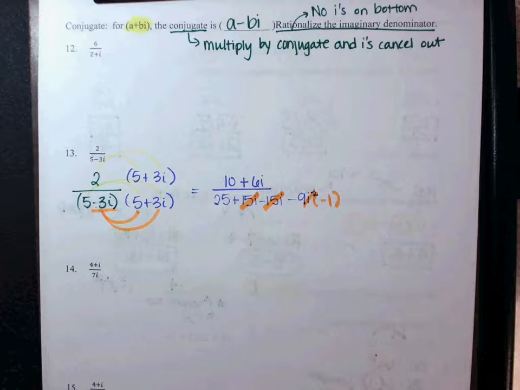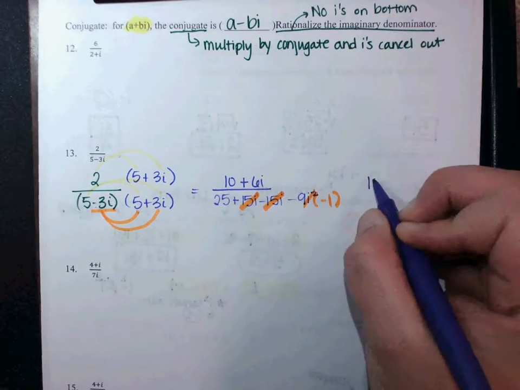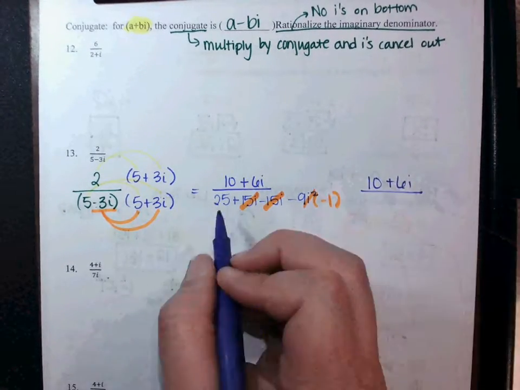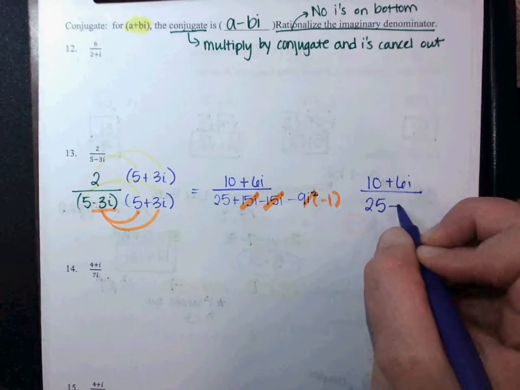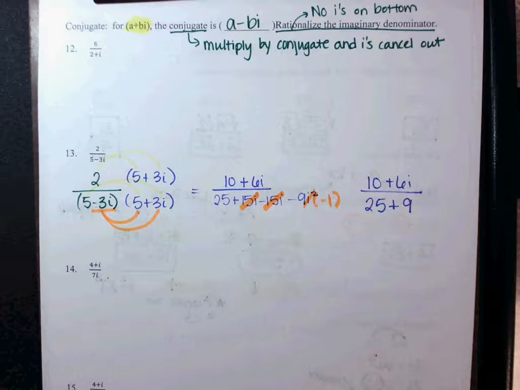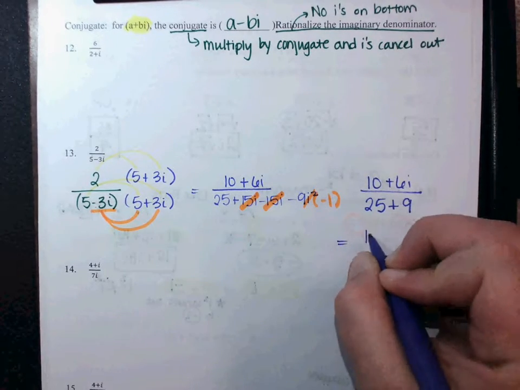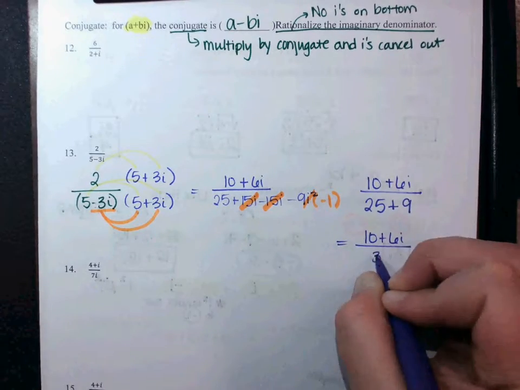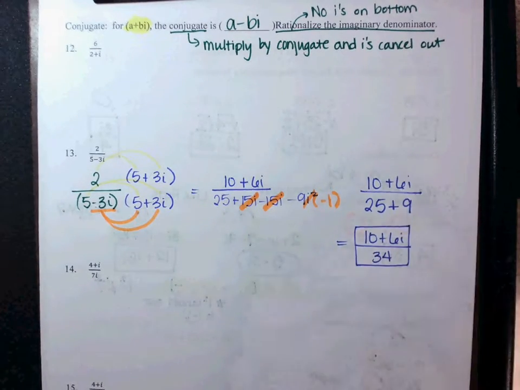So really, on top, I have 10 plus 6i. And on bottom, I have 25 minus 9. But if it's times negative 1, that switches to a plus 9. Now there's no i's left on the bottom. Can I combine the 25 and the 9? Yes. What would that give me on bottom? So 34. Okay? So you multiply by the conjugate on top and bottom. And when you do that, you should be eliminating all of the i's off the bottom.